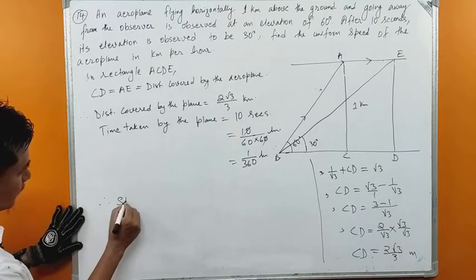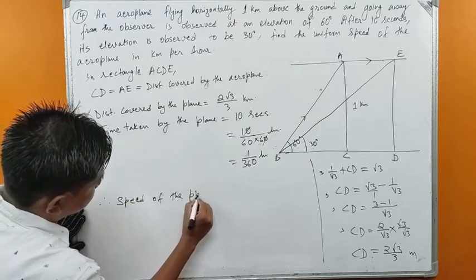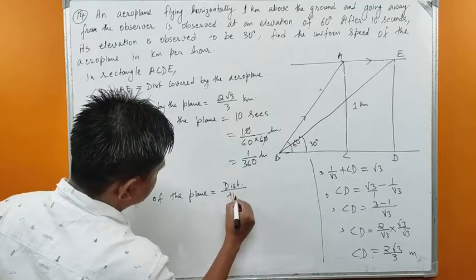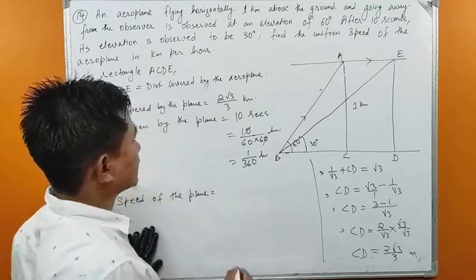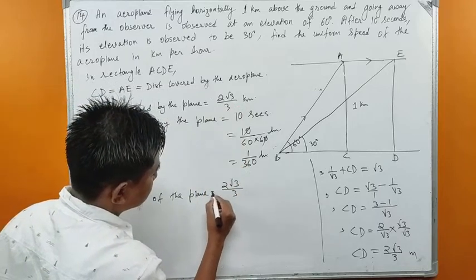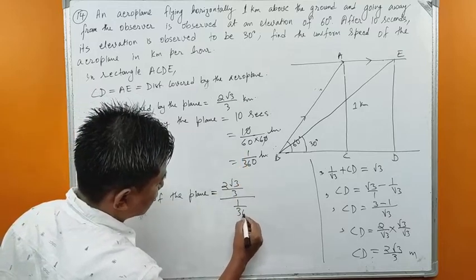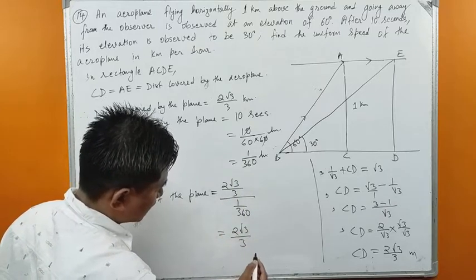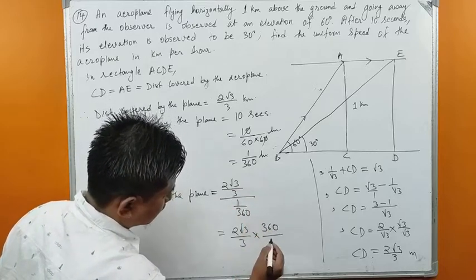Therefore, speed of the plane equals distance upon time, isn't it? Distance upon time is the speed. So let me erase this and write. What is distance? Distance is 2 root 3 by 3. Upon what is time? Time is 1 upon 360. So this gives us 2 root 3 by 3 into this 360 goes to the numerator, divided by this 1 comes down here.